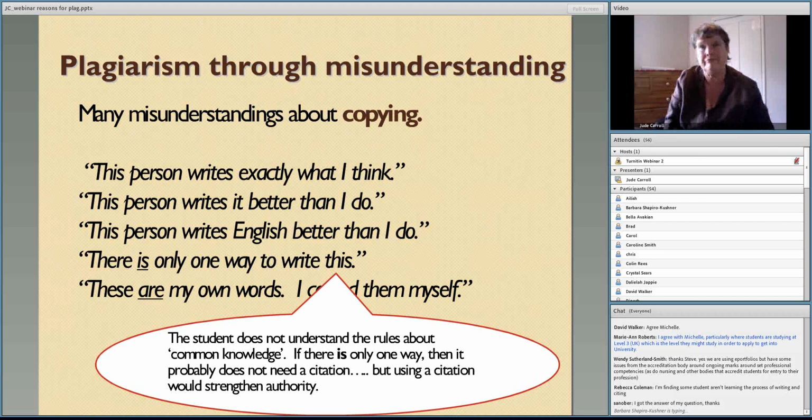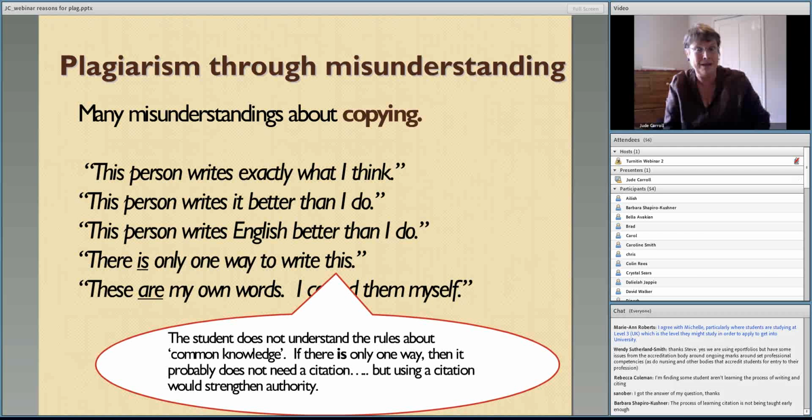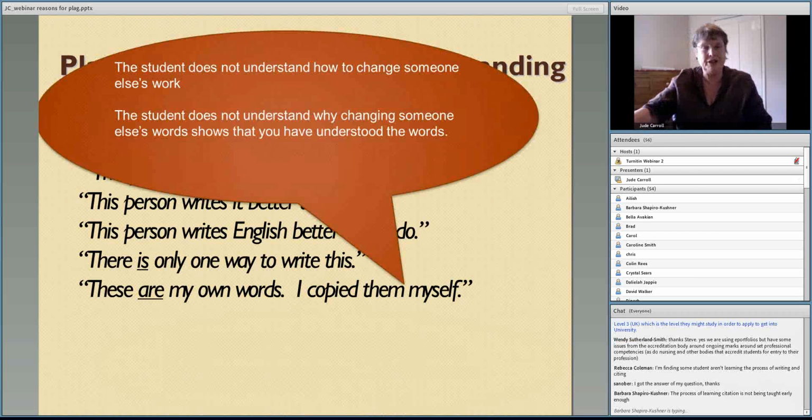And the last one, where the student says, these are my own words, I copied them myself. And I've heard students say this. You wouldn't believe that they would say this, but they do. Could you do the next speech bubble, Jill?